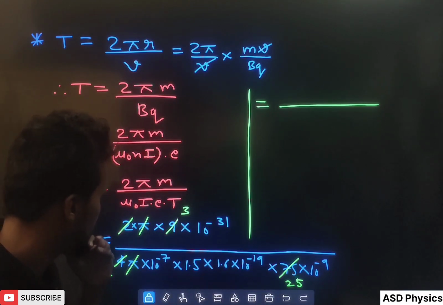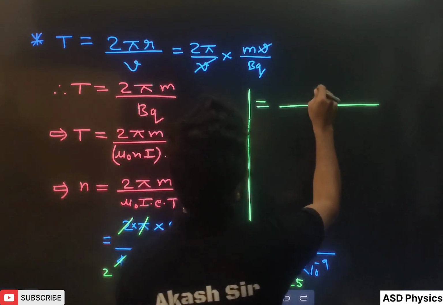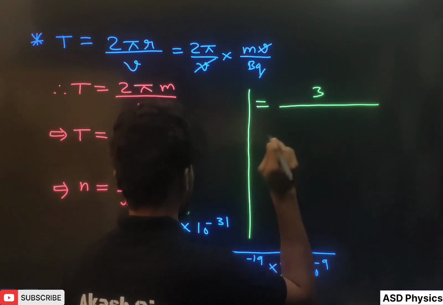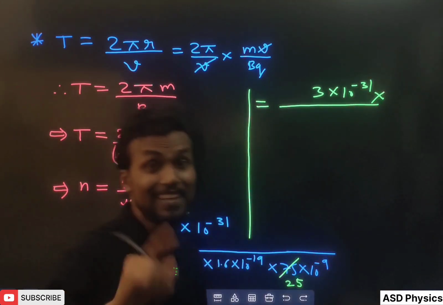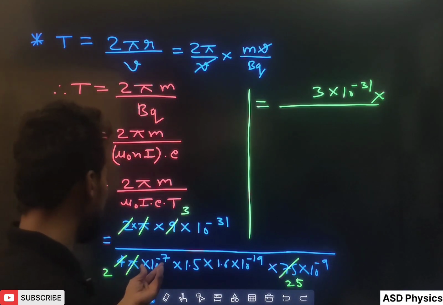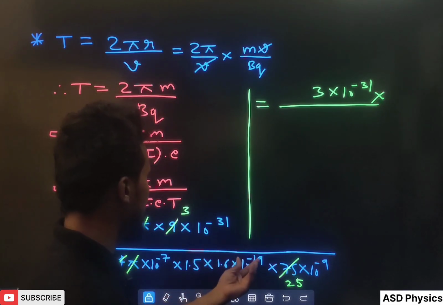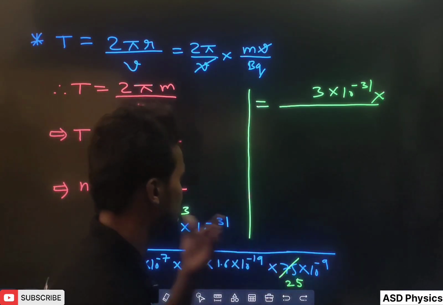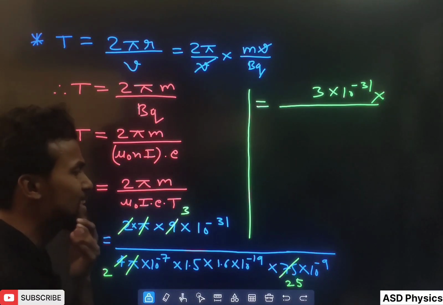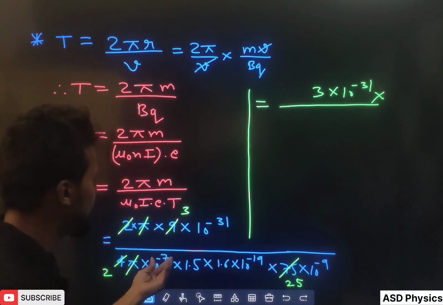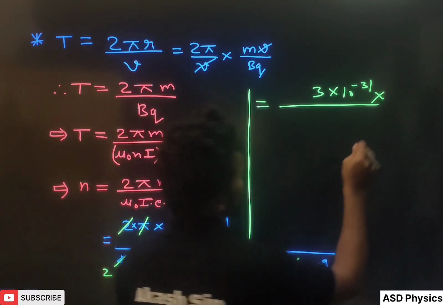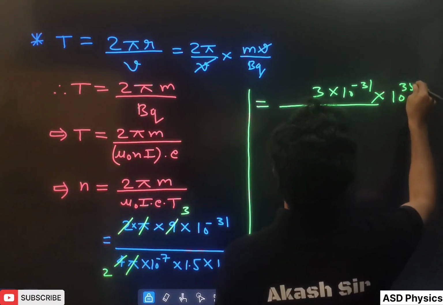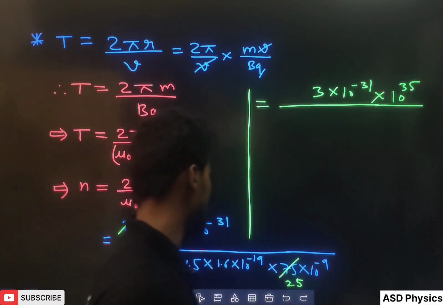Anything we can do here? Okay, no problem. We'll write here this 3 into 10 to the power minus 31, and let's collect the power of 10. So what will come here? Minus 7, and here minus 19 and minus 9. 19 and 9, how much? 28, and this 7. So 28 and 7, how much here? 35. So here it will come 10 to the power 35. We are just solving.